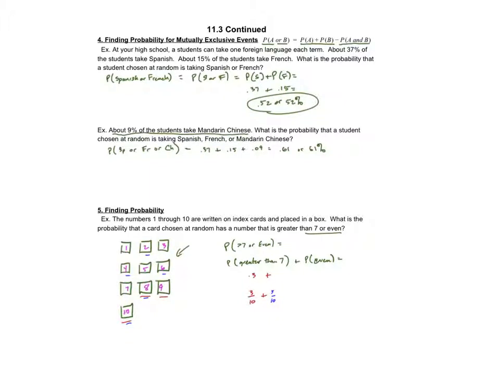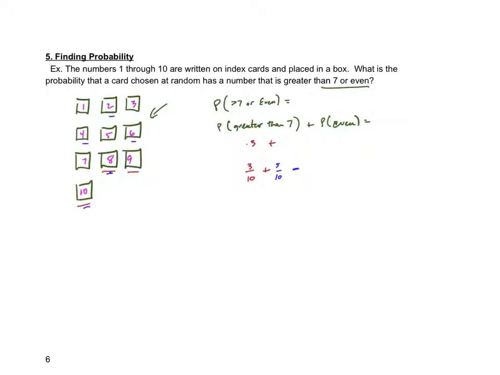Now going back up here, we have the probability of greater than 7 plus the probability of an even card minus the probability of both of those things happening. We could end up selecting an 8 and a 10 for either one of these cases. So we don't want to count it twice, so that's where the minus the probability of this and that comes in. We have 2 cards that are greater than 7 and also even, so that would be 2 over 10.